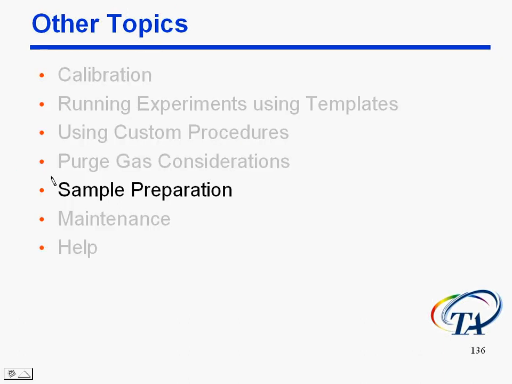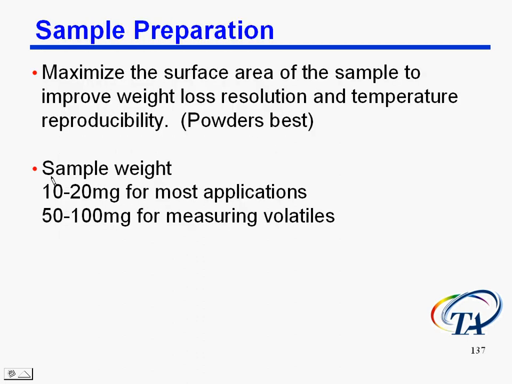Now let's talk about sample preparation. As with any TGA experiment, you want to maximize the surface area of the sample to improve weight loss resolution and temperature reproducibility. What that means is that powders are best. The sample weights that we usually use for SDT is 10 to 20 milligrams for most applications, but you might want to increase that if you're looking at very small volatiles.